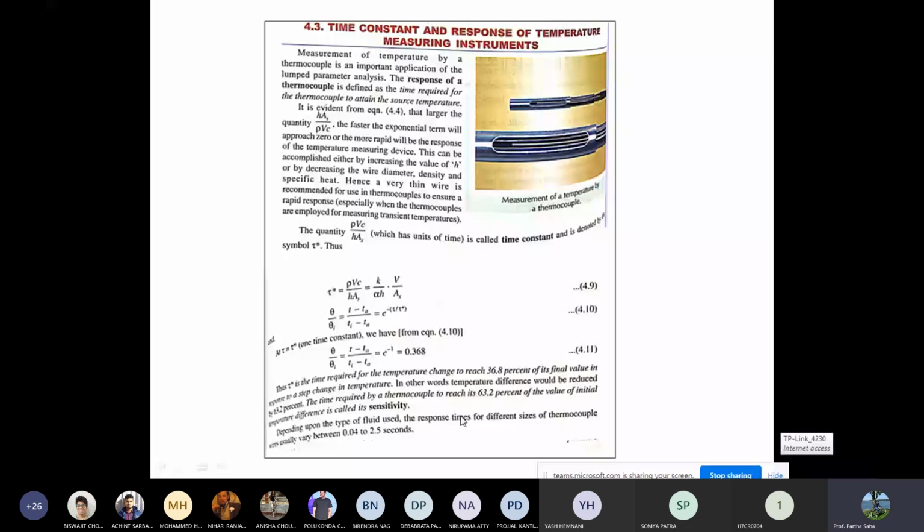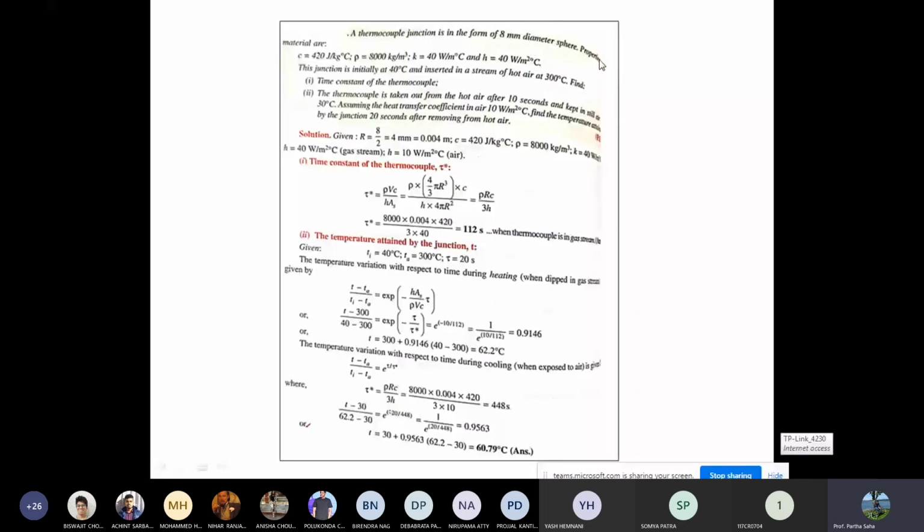I think you understand. Let's solve a couple of numericals, and then you'll understand. The thermocouple junction is in the form of an 8 mm diameter sphere. Properties of the thermocouple are given: Cp, density, k and h. The junction is initially at 440 C and is inserted in a stream of hot air at 300 C. Find the time constant of the thermocouple. The thermocouple is taken out of the hot air after 10 seconds and kept in still air at 30 C. Assuming a heat transfer coefficient in air of 10 watt per meter square C, find the temperature attained by the junction 20 seconds after removing it from the hot air. So there are two parts. First, the diameter is given, so the radius is 8 by 2, 4 millimeter, that is 0.004 meter.